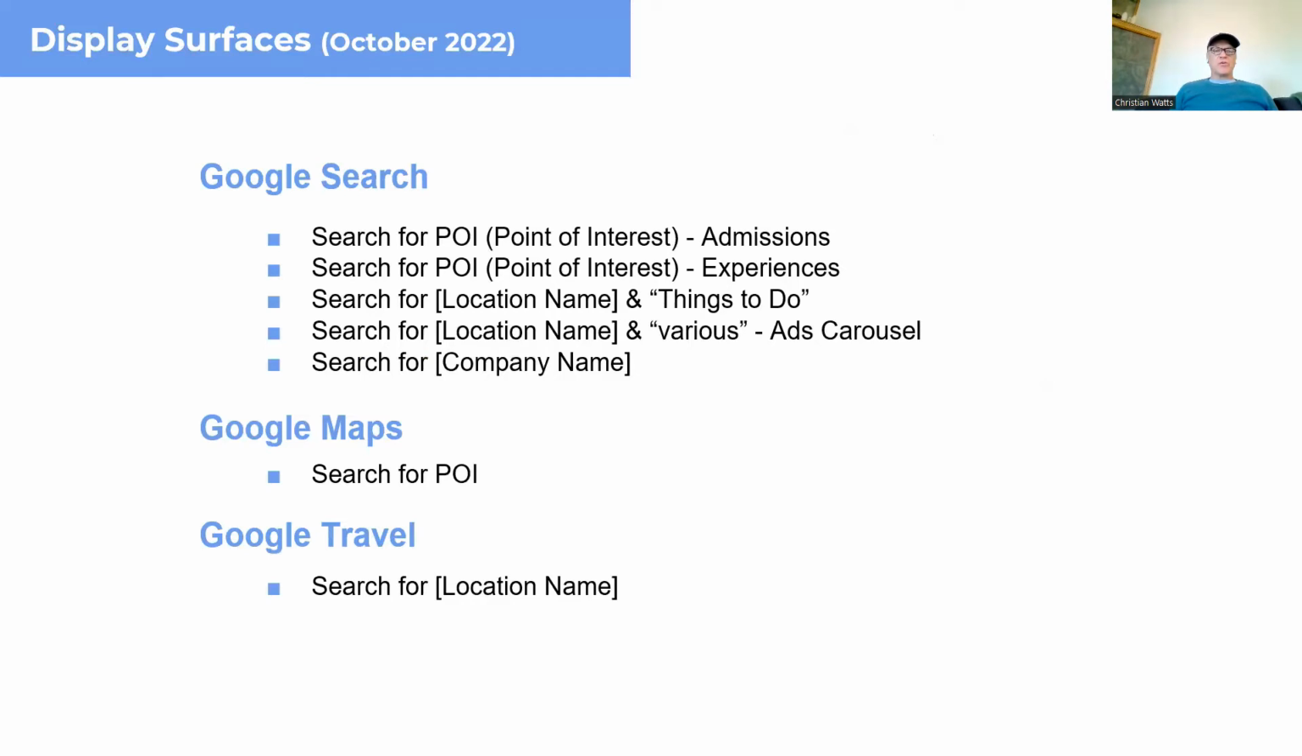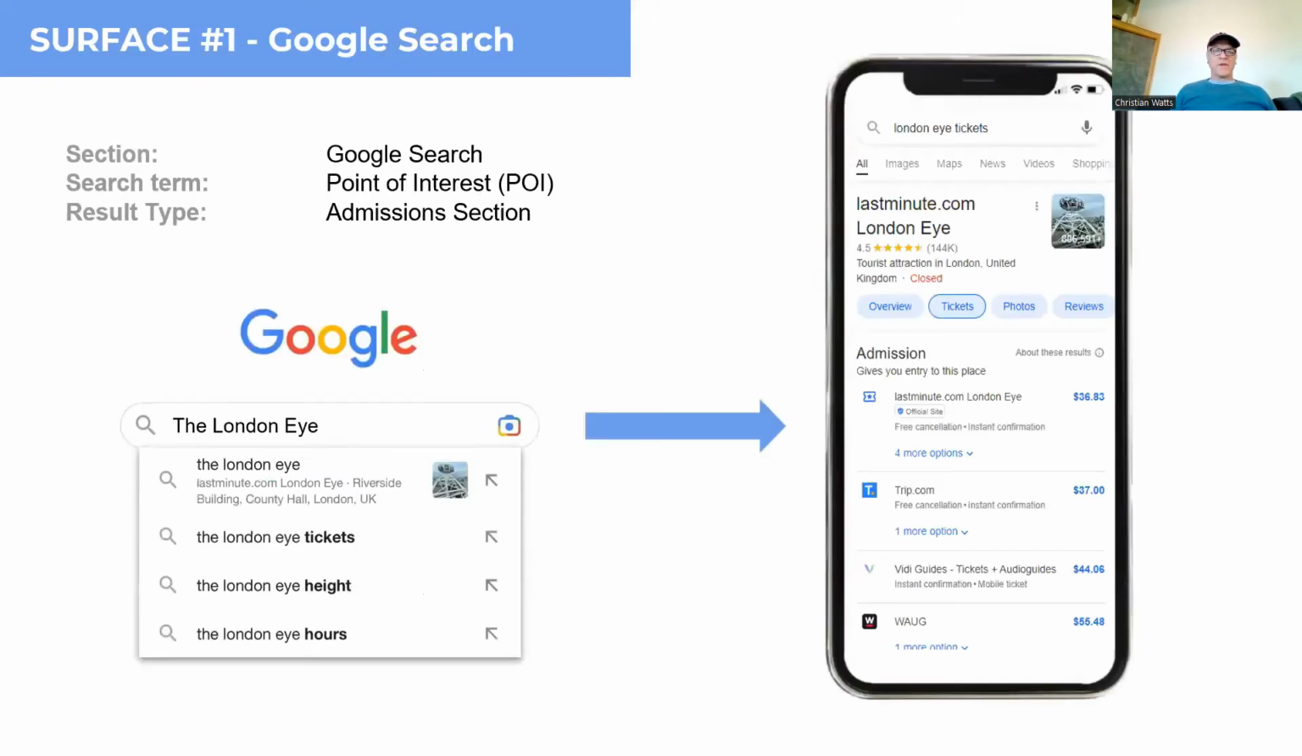Display surfaces within Google Search. There's 7 right now. Don't worry too much about learning these by heart. They're always changing. They're different on desktop versus mobile, and they're always testing. I'll cover them quickly just so you can see how things are showing up.